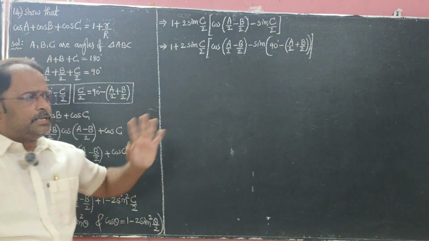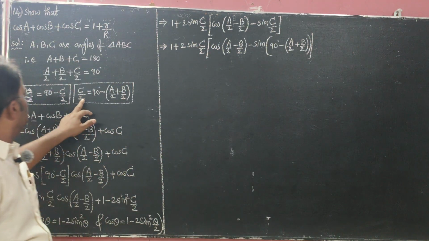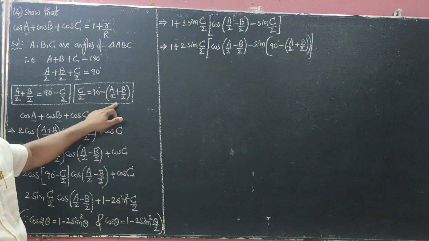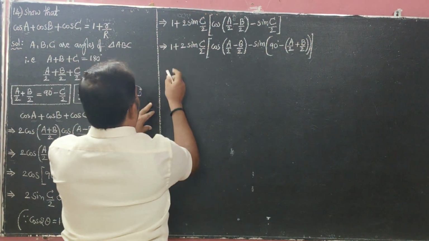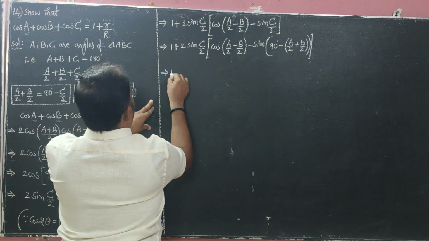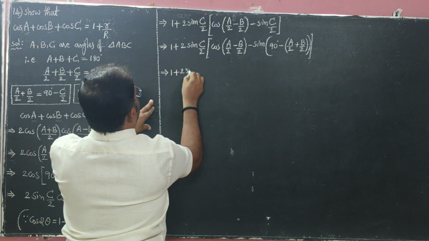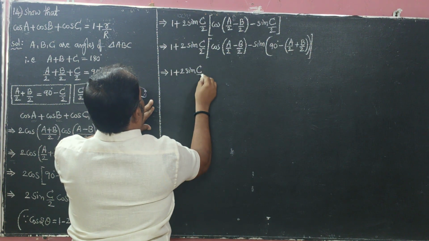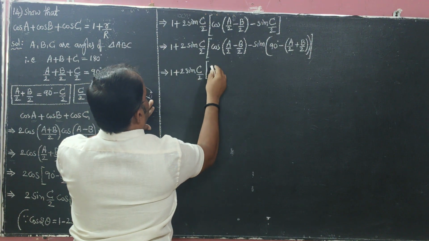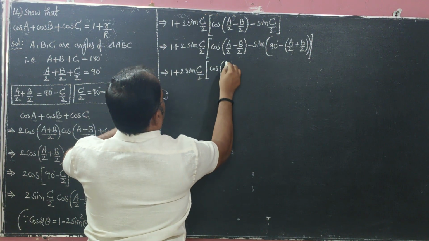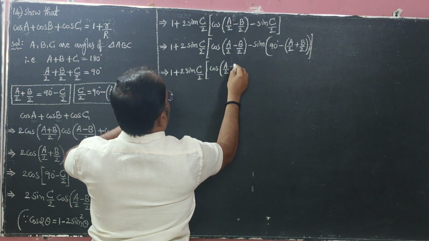Substitute the c by 2 value. There is no change, just substitute c by 2. What is the c by 2 value? 90 minus of a by 2 plus b by 2. Right. Now 1 plus 2 sin c by 2 into this one, cos of a by 2 minus b by 2.